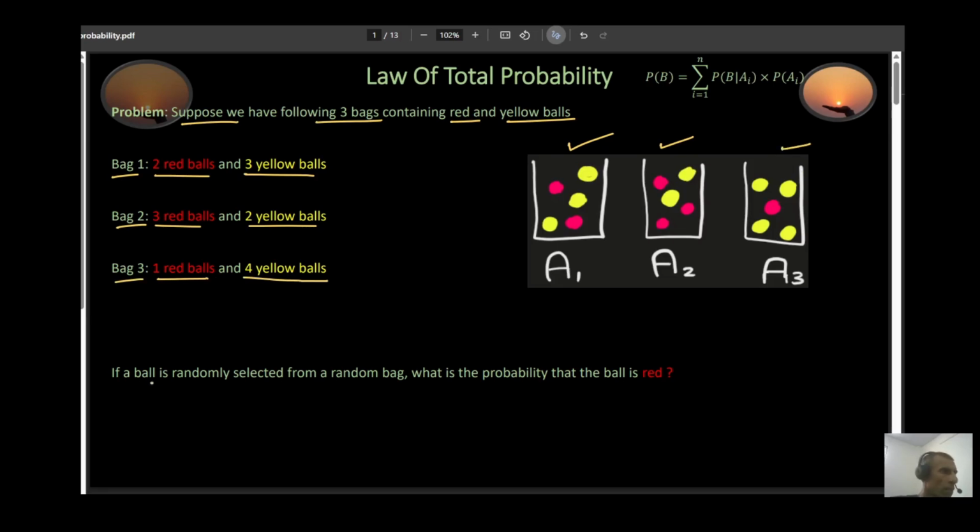If a ball is randomly selected from a random bag, what is the probability, the chance, that the ball is red? These types of questions are answered by using the law of total probability. This session is about the law of total probability. By the way, the answer for this is 6 over 15.